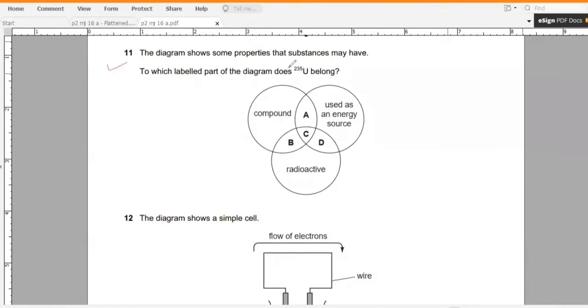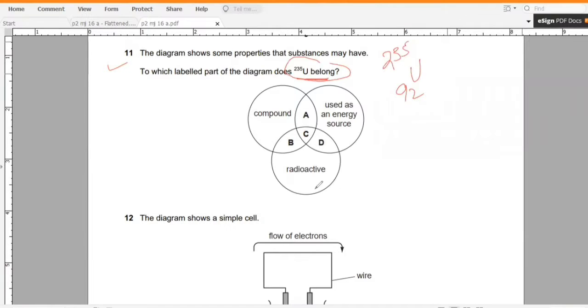The diagram shows some property that a substance may have. To which label part of the diagram does uranium-235 belong: A, B, C, D? Okay, you know uranium is a radioactive element. It has extra neutrons. Uranium's atomic number is 92, right? 92, 235. So uranium is a radioactive isotope or radioactive element. It is used as a source of energy, right? So look at it, which is the right answer.